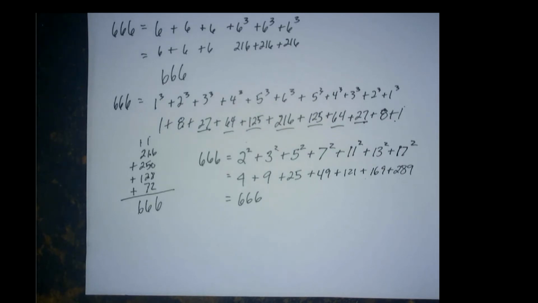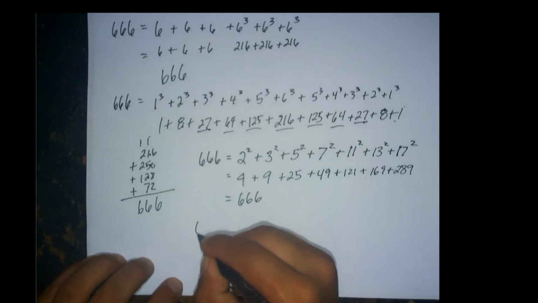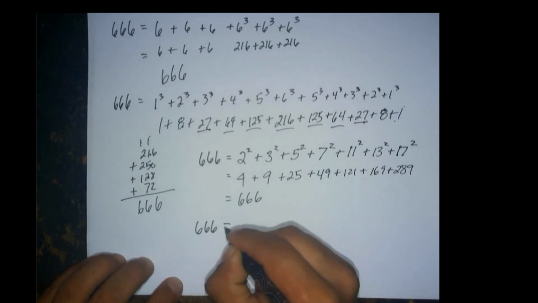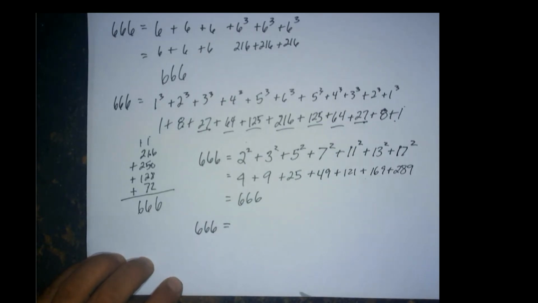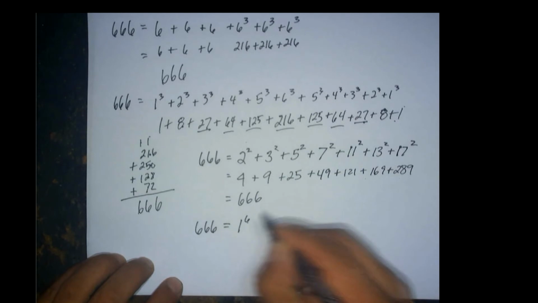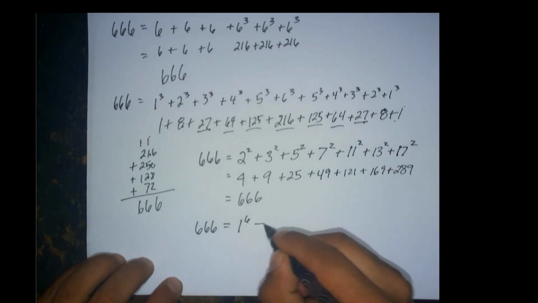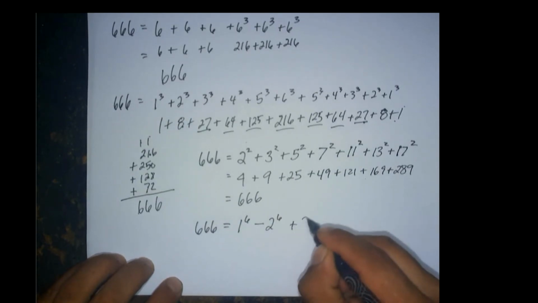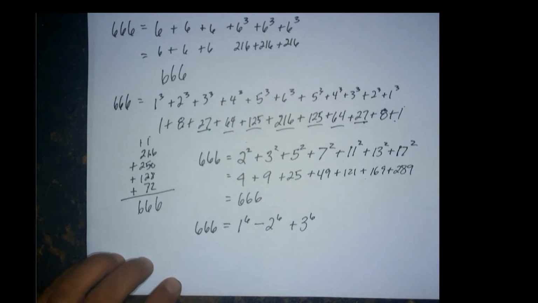Wait, what am I doing? The last 666. Okay, it's real short. 666 is also 1 to the 6th minus 2 to the 6th plus 3 to the 6th, which is crazy.